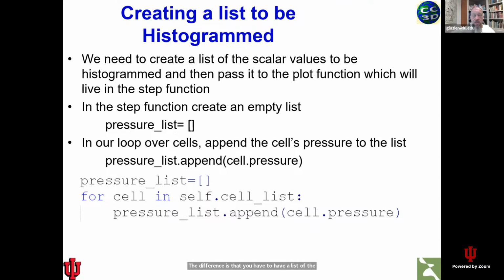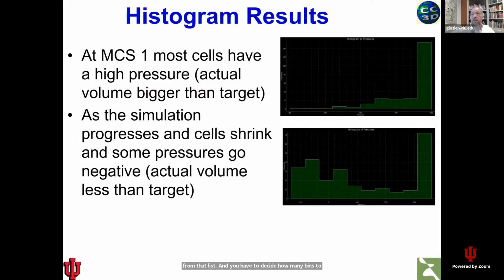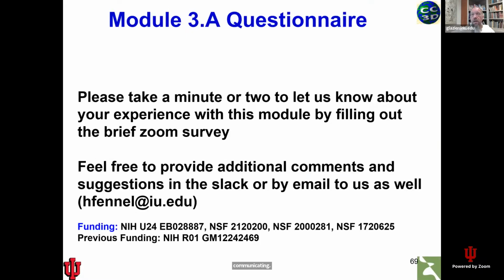And so you'd create a list, for example, of the pressures. You append all the values of the pressure to the list, and then you ask the histogram to create a histogram from that list. And you have to decide how many bins to use, how often to update it. There are a variety of functions, but you can create live histograms, and that can be a very useful way of communicating ideas. And so I definitely would recommend people trying that out on your own when you have a few minutes.